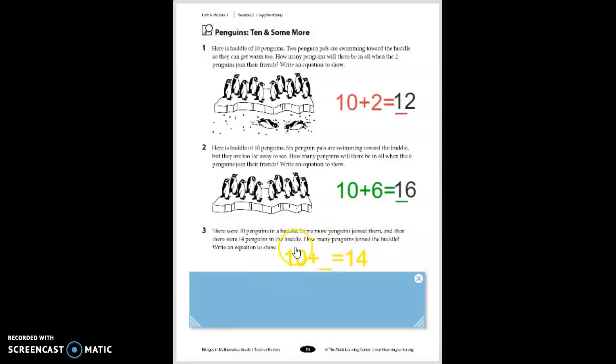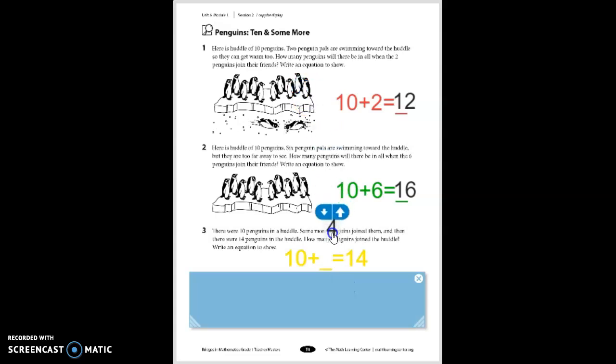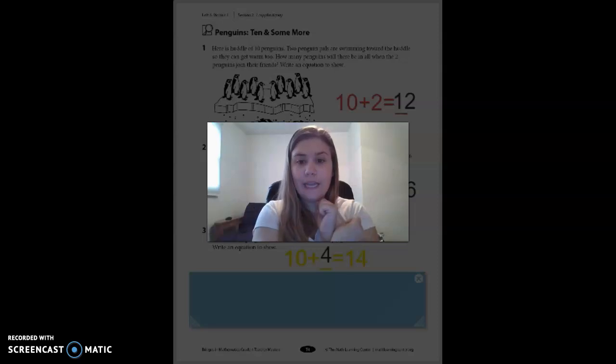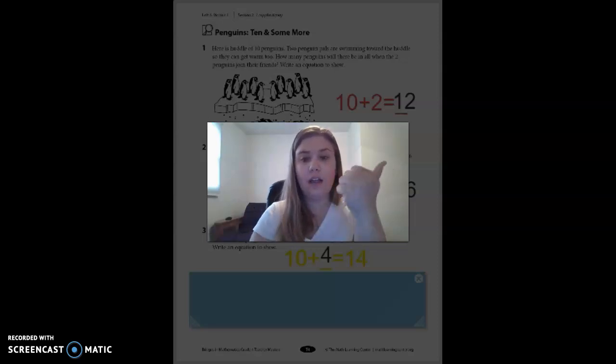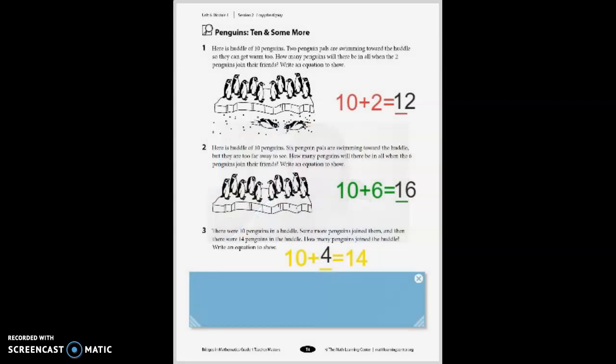If there were 10 to begin with, some more joined, and now there's 14. How many joined them? There were 4. 4 penguins joined them. Because if we use our counting on strategy from 10 to 14, so I have 10 and I need to keep counting. So I have 10, I'm going to grab my 10, and I have to count to 14. 11, 12, 13, 14. How many fingers am I holding up? 1, 2, 3, 4. That means that there were 4 penguins that joined.